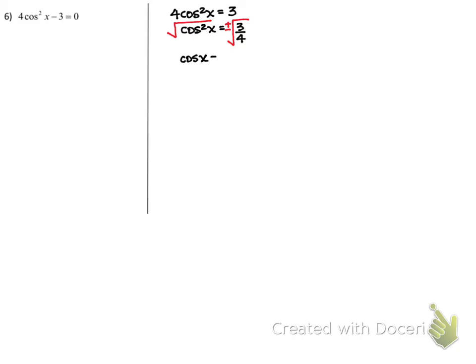Cosine x equals plus or minus. You can square root a fraction, so you can square root the top and the bottom independent of each other. So square root of 3/4 is the square root of 3 over the square root of 4. Well, square root of 3 is just square root of 3. Square root of 4 is 2, though. And now this looks familiar. So we want to know where cosine is equal to positive root 3 over 2. So that's there and there. And the negative root 3 over 2 is there and there.